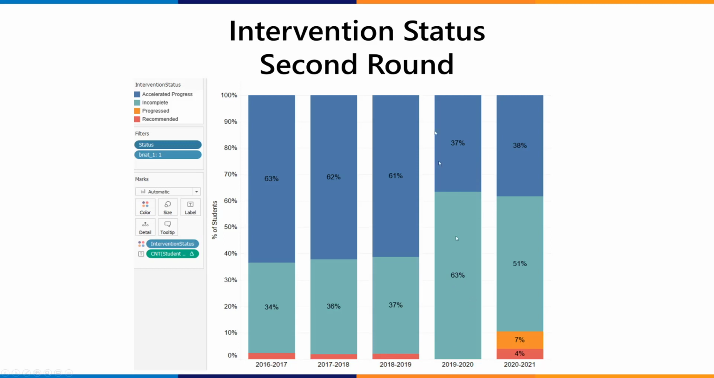We're going to ignore the 1920 bar because we had a lot of kids that were just none of above, and it distorts the data. So let's just take a look at 2021. And we can see that this year we have still a larger proportion of incomplete children, about 51%. We had about 7% of our kids so far that were coded as progressed in the second round, 38% that were accelerated progress, and 4% that were recommended. So still a little higher percentage than what we saw typically in the past with our incomplete kids.